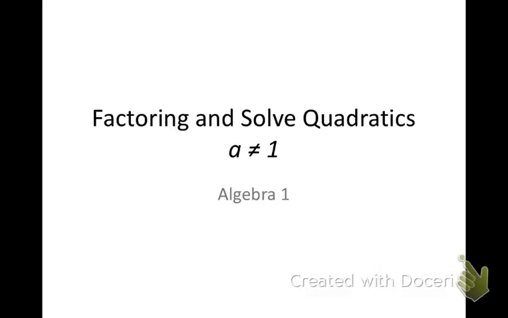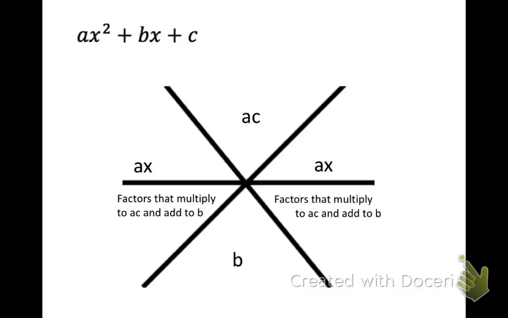Factoring and solving quadratics when a is not equal to 1. So in this last video, we had problems where we only had x squared to begin with. We didn't have anything in front of the x squared. With these problems, we're going to have some coefficient right here for a in each problem. So we're going to need to use a little bit of a longer method. We're going to call this the star method.